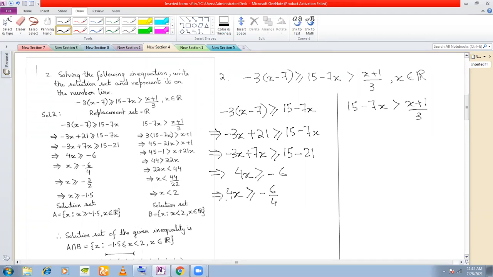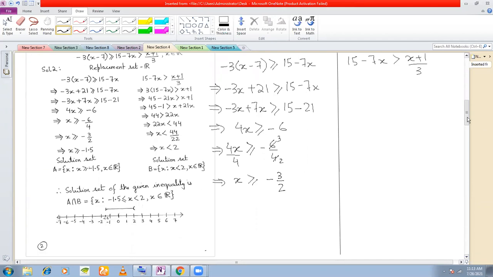Or better still, let me write it this way. Okay, so this will be x greater than or equal to minus 6 by 4, or you can cancel this also here, 3 by 2. Yes, anyone has any question? Minus 3 by 2. Okay.